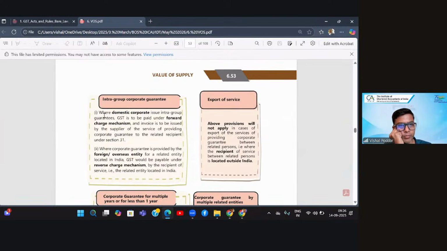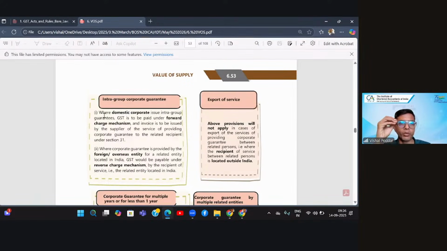Please read. Yes, sir. Intra-group corporate guarantee, where domestic corporate entities issue intra-group guarantees, GST is to be paid under forward charge mechanism and the invoice is to be issued by the supplier of service of providing corporate guarantee to the related recipient as per section 31. Where corporate guarantee is provided by a foreign or overseas entity for a related entity who is located in India, GST would be payable under reverse charge mechanism by the recipient of service, that is the related entity located in India.